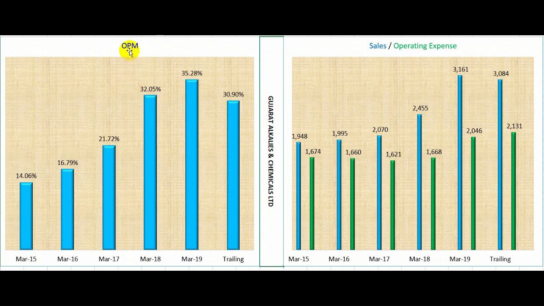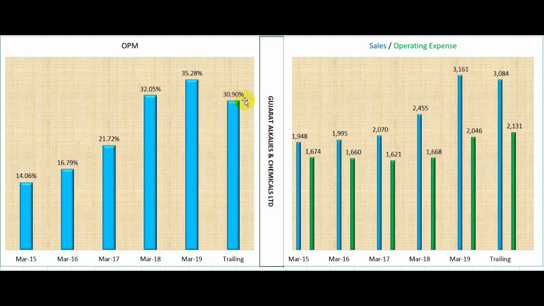Next, we'll move on to looking at the operating profit margin. That is, how much was the top line profit after removing out the operating expenses that the company incurred from the sales it did. So from 15 onwards till March 19, we can see that the company's OPM has been consistently increasing till 35.28% in March 2019. And even in the recent 12 trailing months, the OPM is quite good at 30.9%.